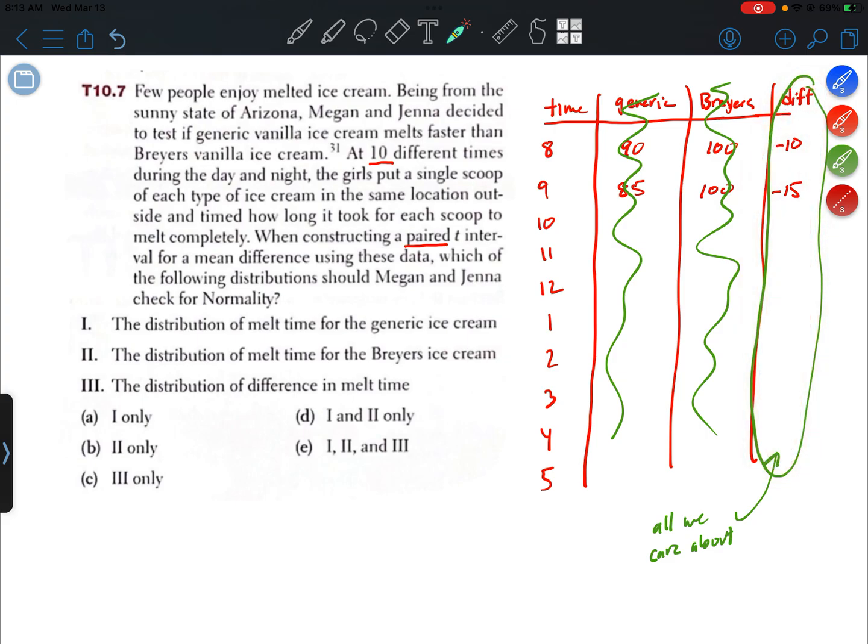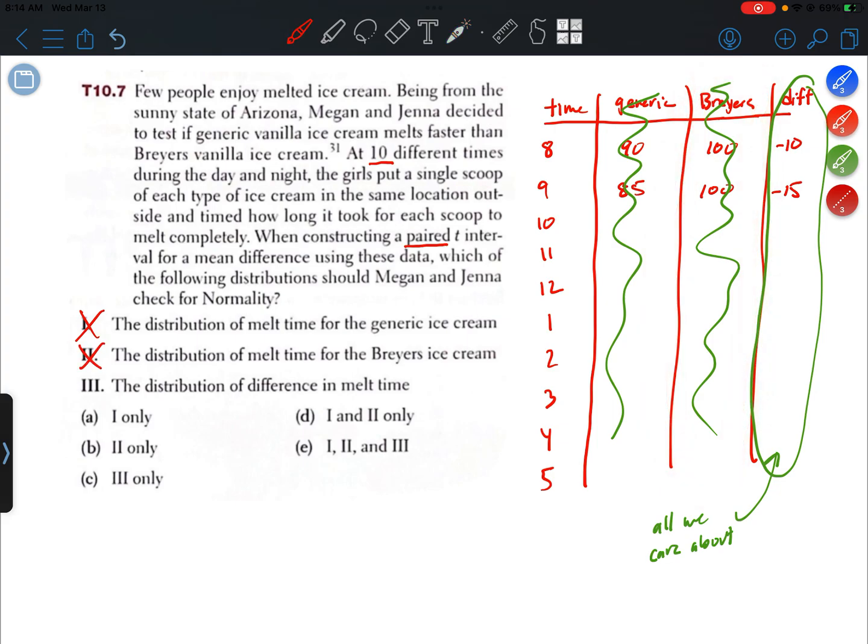All right, so looking at the options here, option 1, the distribution of melt time for the generic ice cream. So that's referring to this column here. Well, once we calculate the differences, we don't care about that column anymore. So no, we wouldn't look at that. Option 2, the distribution of melt time for the Breyer's ice cream. So that's referring to this column here. We don't need to check that for normality.